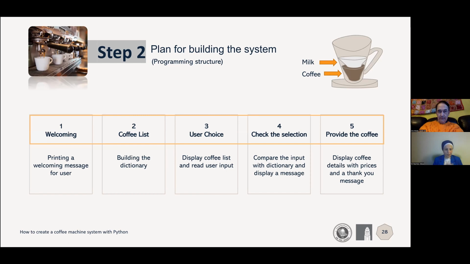Okay, step 2. We have to plan how to build our system, as we plan how to make our coffee. For example, first coffee, then milk or foam, or add water or sugar as well. So first of all, the user should see the welcoming message, and then the coffee list will appear to him. He will choose something he would like, and then we will check the selection, whether it's correct or not, whether it's related to the list or not, and then we can go further. Finally, we can provide the selected coffee, and then a thank you message.